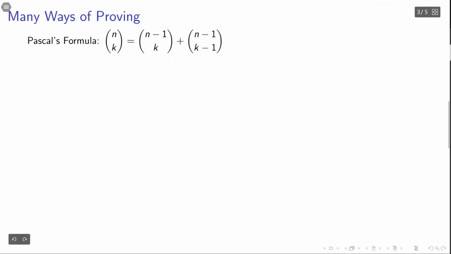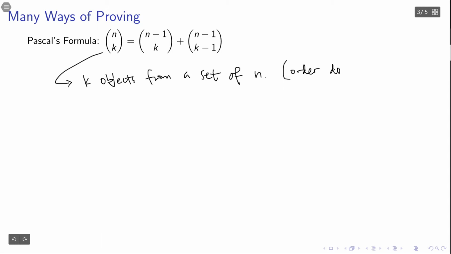Well, what's another way of proving it? Well, remember, the binomial coefficient is the number of ways to choose k objects from a set of n, right? And where order doesn't matter. So we're just picking a subset of k objects from a set of n. And so we can do this in the following manner instead.